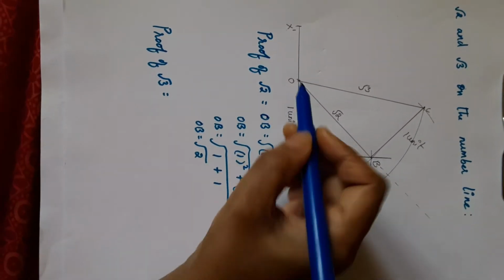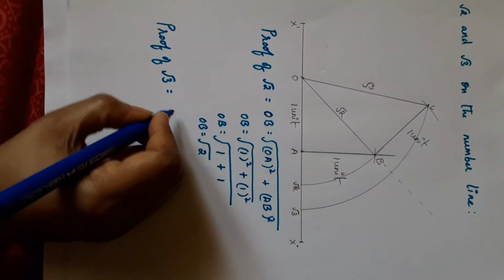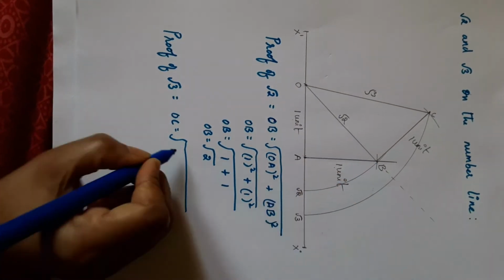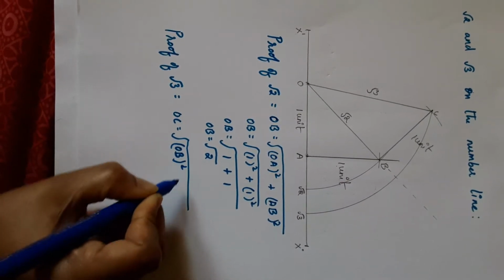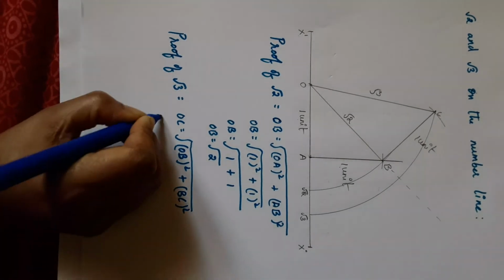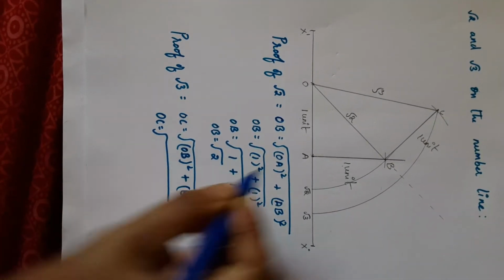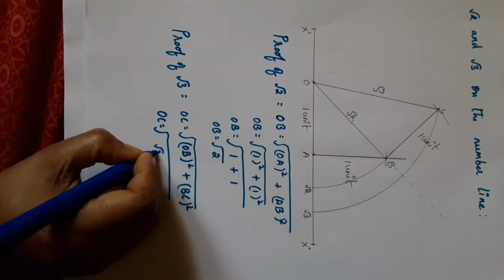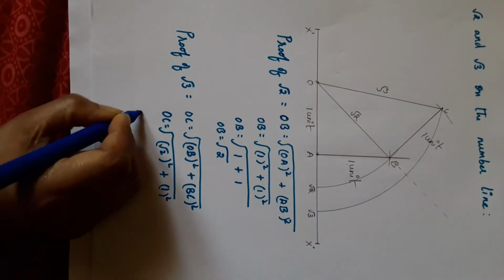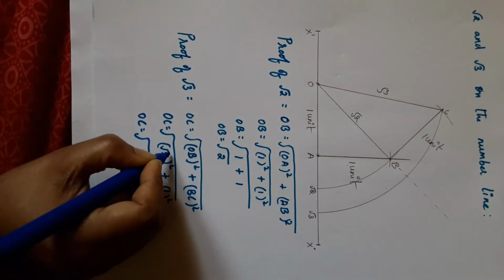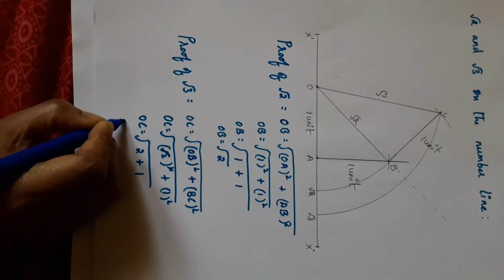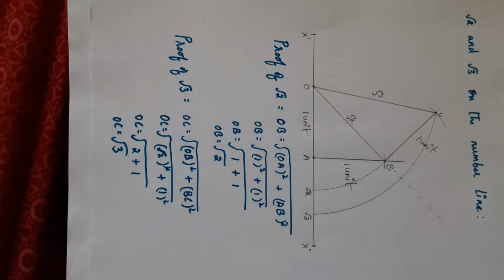Proof of root 3. Root 3 is on the line OC. So OC is equal to the square root of OB whole square plus BC whole square. OB is root 2, so root 2 whole square plus BC is 1, 1 whole square. OC is equal to the square root, the square gets cancelled, 2 plus 1 whole square is 1. OC is equal to root 3.